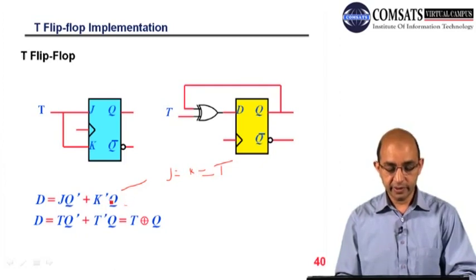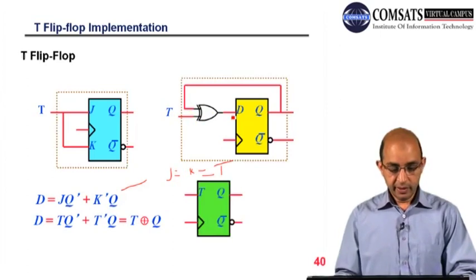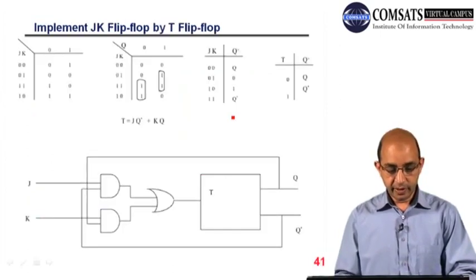So I put this in this equation, and you will see that we will have T Q bar and T bar Q, and that is equal to T, this is what? This is XOR Q. So you will have this XOR gate, and this is the feedback Q, and this is D. So we will be having this T flip-flop.